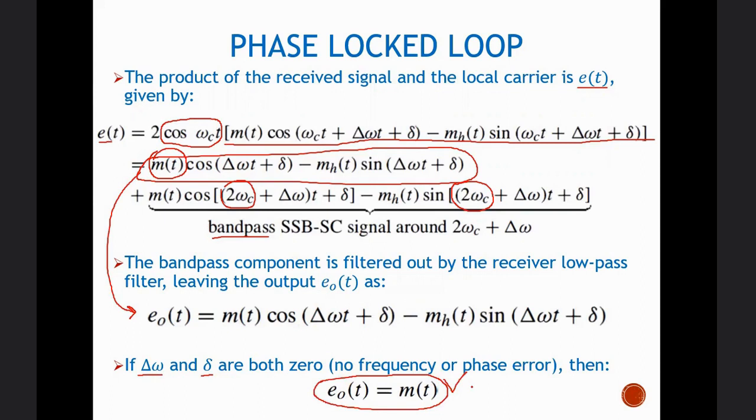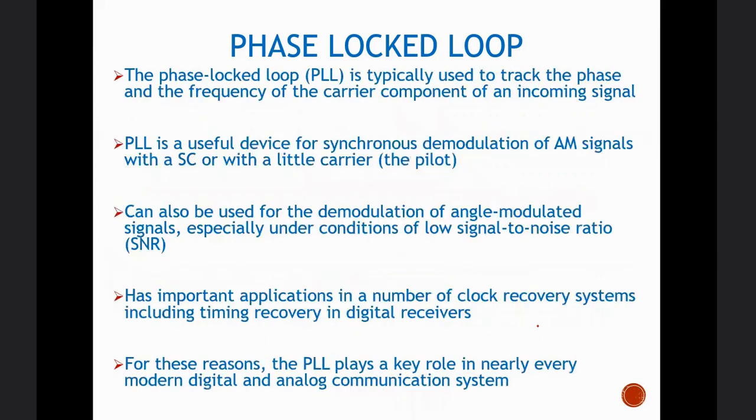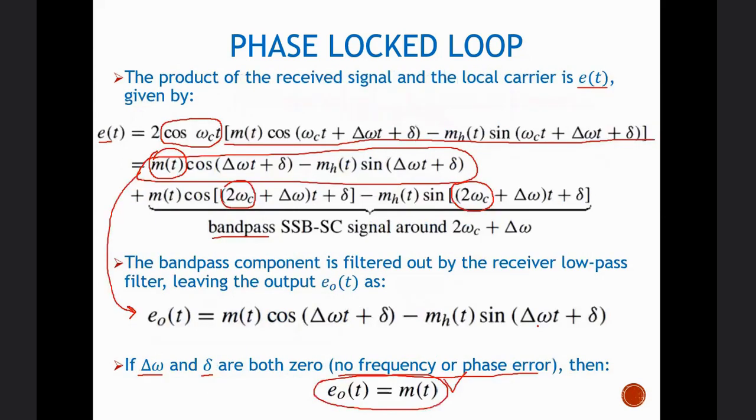That is the case when we have no frequency or phase error, but this is not the case practically. We will always have a difference in the phase and frequency, and so the carrier that we have multiplied here needs to track the frequency and phase of the incoming signal, so that the terms delta omega and delta are as small as possible.